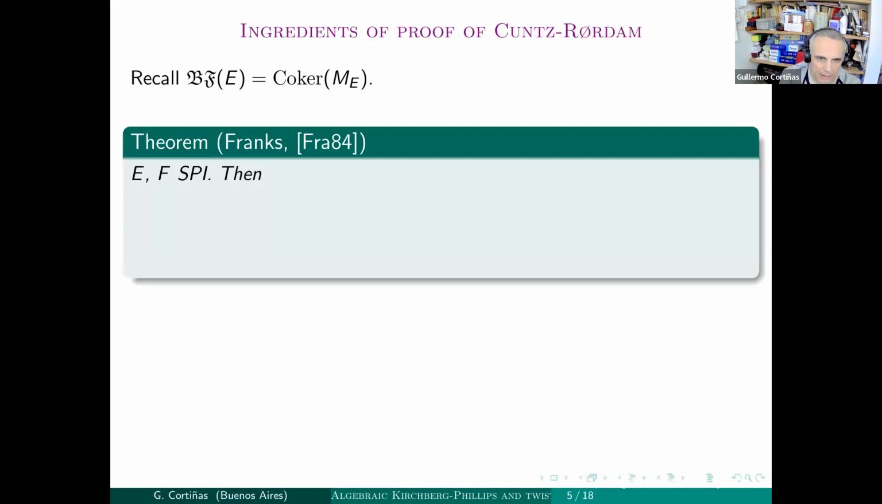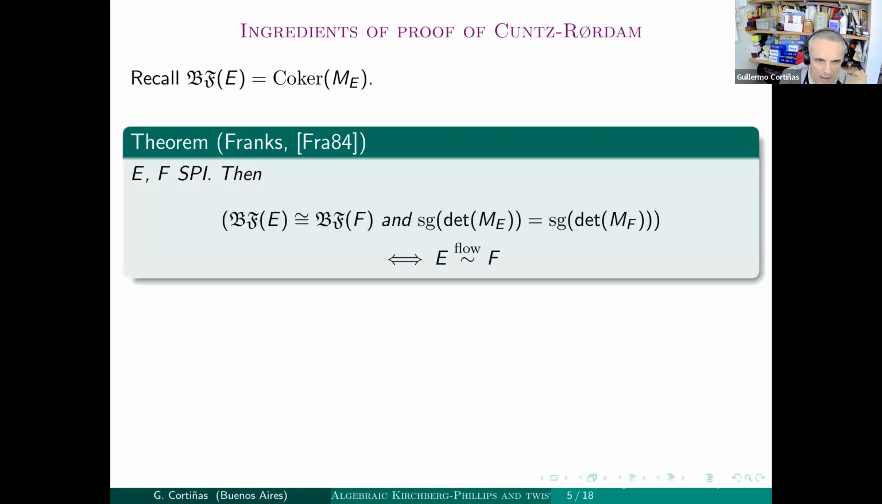Now, a theorem of Franks says that if E and F are SPI and the Bowen-Franks groups are isomorphic, and moreover, the signs of the determinants of the matrices ME and MF are the same. So if the Bowen-Franks groups are isomorphic, then this readily implies that the absolute values of the determinants of ME and MF are the same. So requiring that the signs be the same is requiring that the determinants be the same. Then these two joint conditions are equivalent to E and F being flow equivalent.